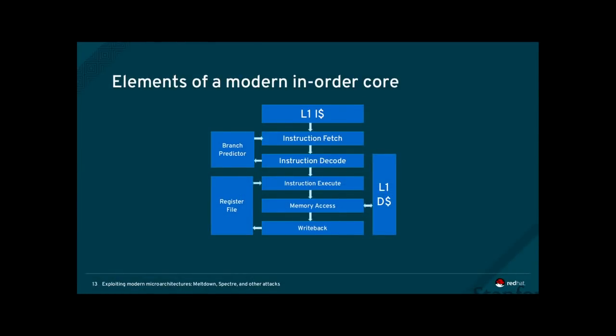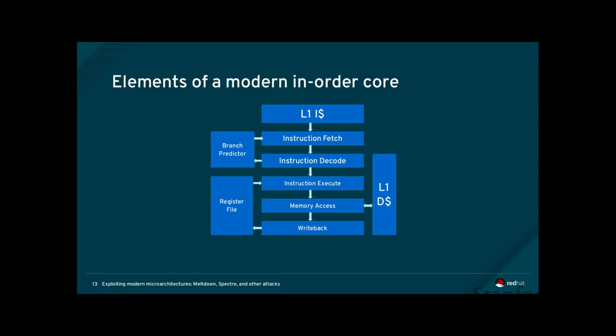Really bad diagrams. I'm not a graphic artist. The internet has better diagrams. There are whole classes on in-order and out-of-order machines, so we'll go through this pretty quickly. But an in-order core, you can think of your classic RISC five-stage pipeline.